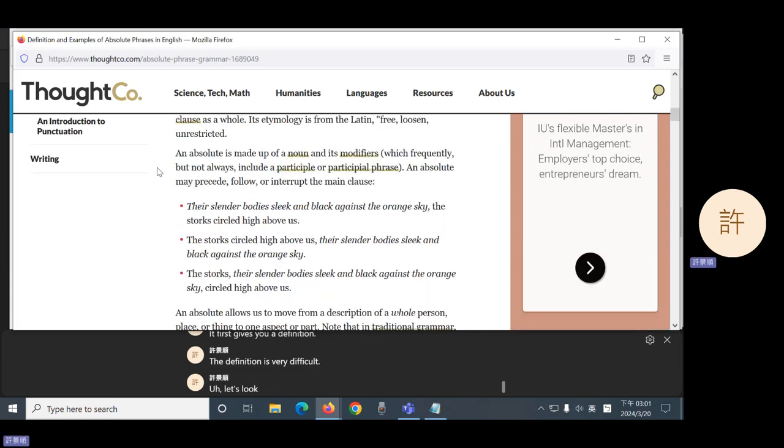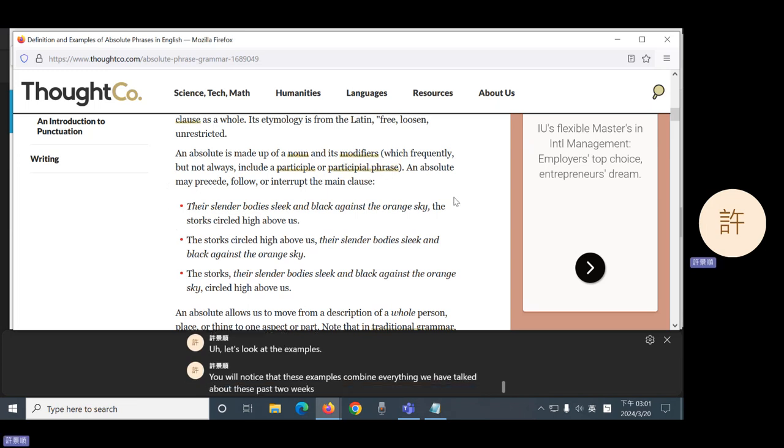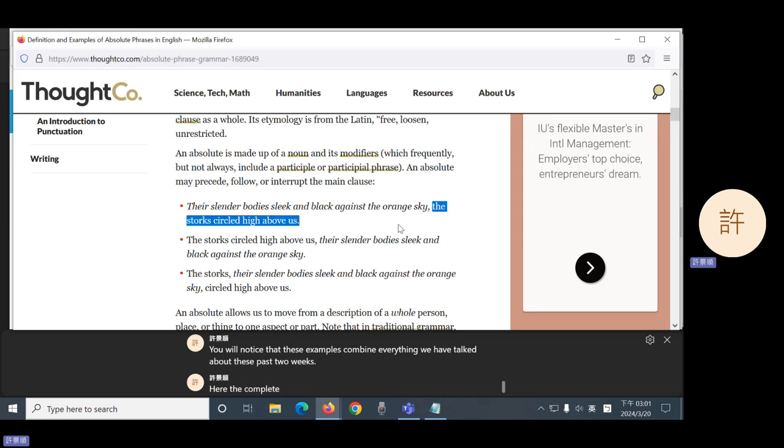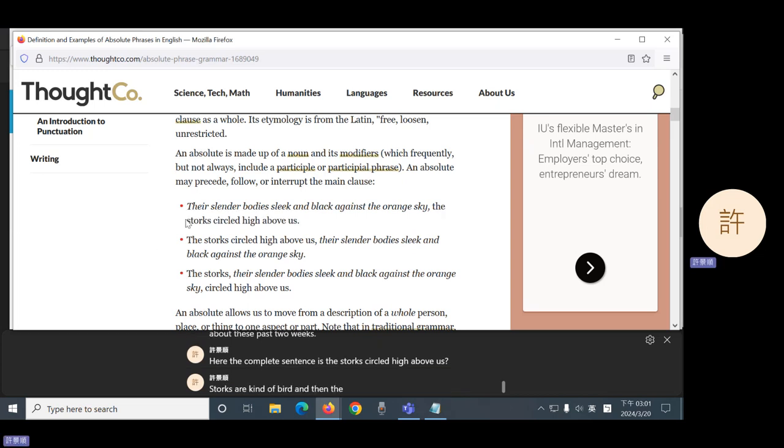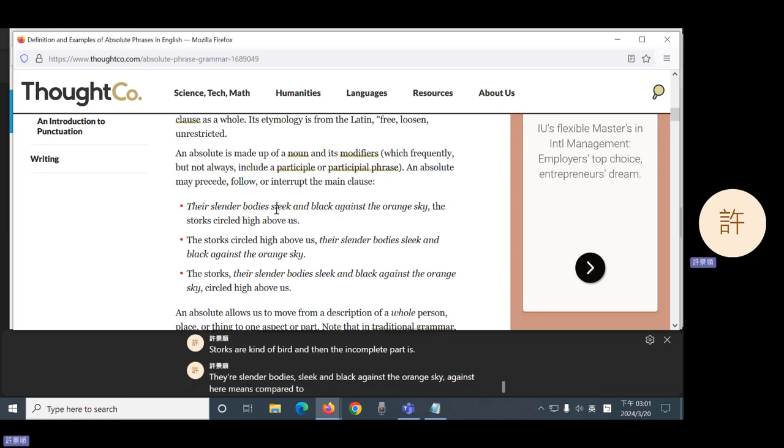Let's look at the examples. You will notice that these examples combine everything we have talked about these past 2 weeks. Here, the complete sentence is, the storks circled high above us. Storks are a kind of bird. And then the incomplete part is, their slender bodies, sleek and black against the orange sky. Against here means compared to. Sleek means like shining and smooth. Slender means thin.